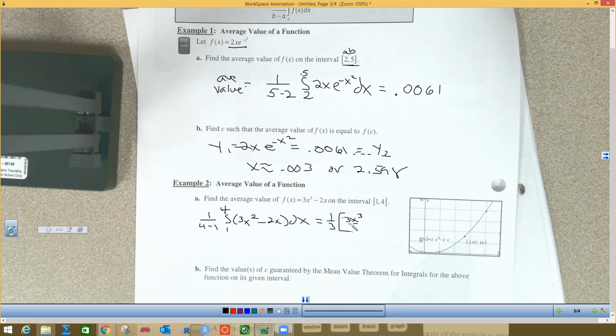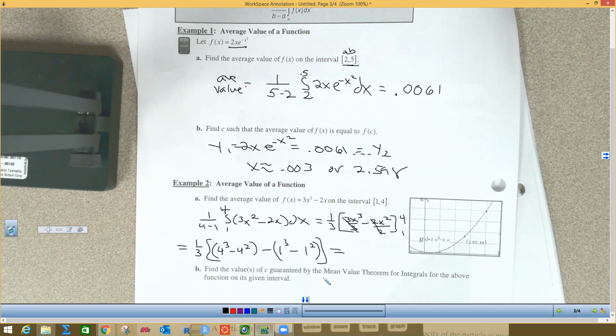So those 3's will reduce, minus 2x squared over 2. So those 2's will reduce, and then we're going to do this from 1 to 4. So this is going to equal 1/3, and then we put in our upper value of 4. So this is going to be 4 to the third minus 4 squared, that's our upper interval, minus, and then we put in our lower interval, 1 cubed, and you have to have parentheses here because you have to distribute the minus sign, minus 1 squared.